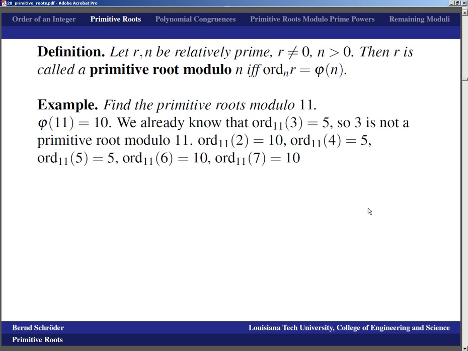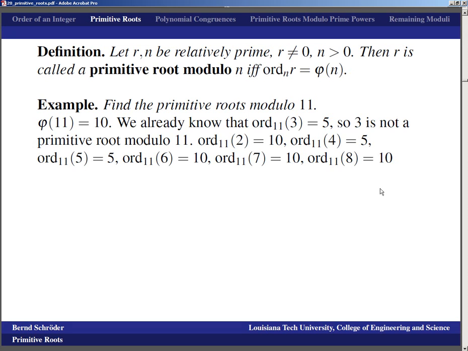7 times 7 is 49, which is 5. Times 7 is 35, which is 2. Times 7 is 14, which is 3. Times 7 is 21, which is not 1, and again we have 7 to the 5th, and that means the order must be 10. The order of 8 is 10 again.